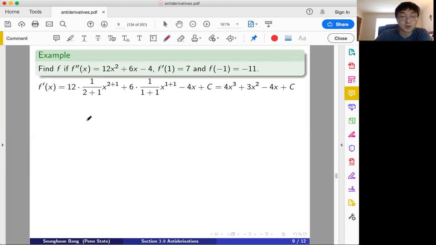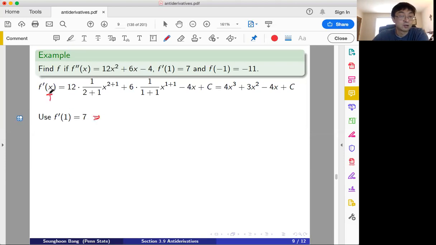4x cubed plus 3 is right. 3 is crossed out, just 4. 2 is crossed out, 3. We have it. The next, you can find c. How can you find c? You just plug 1 into here. You can use this one. You plug 1 into here. So what's that? We have like this.